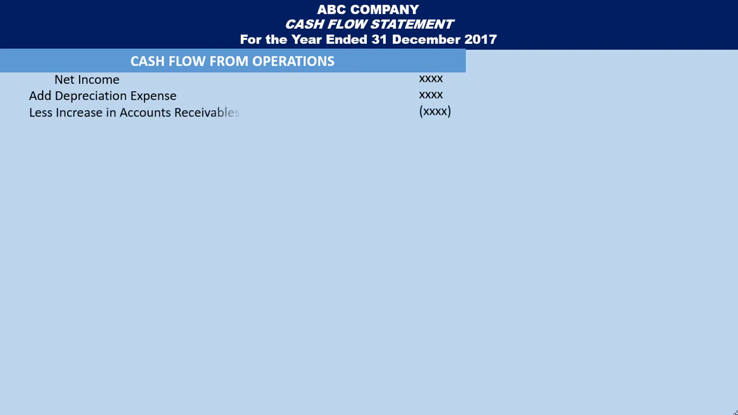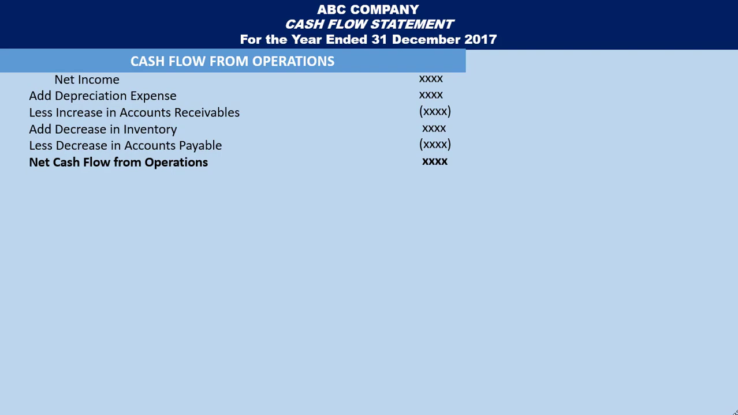Then we deduct the accounts receivable because customers purchase on credit, which increases our accounts receivable. After that, we add the inventory because we sell inventory, due to which cash increases or cash comes into the business. After that, we deduct the accounts payable as we paid accounts payable, which also decreases our cash. Then we add up all the cash coming in and going out from the operations. Then we will get the net cash flow from operations.